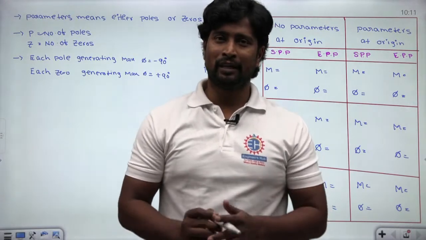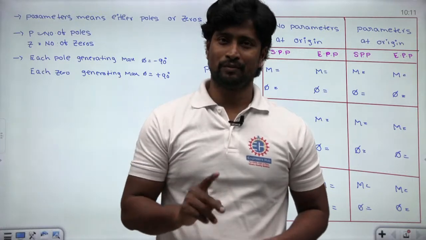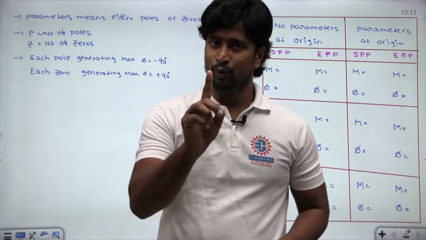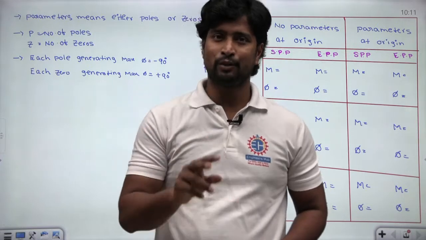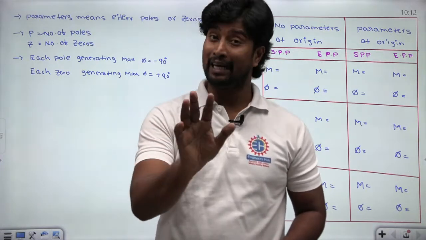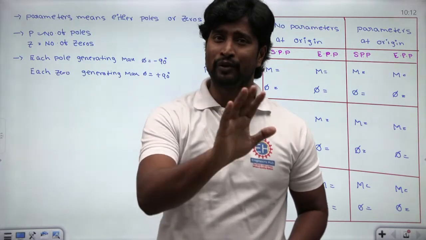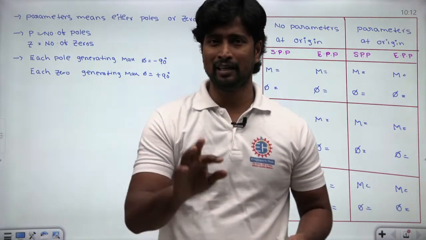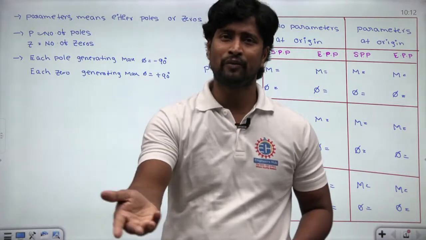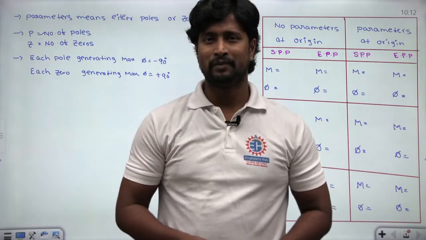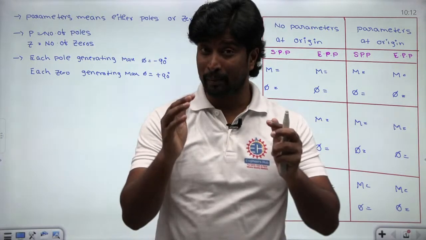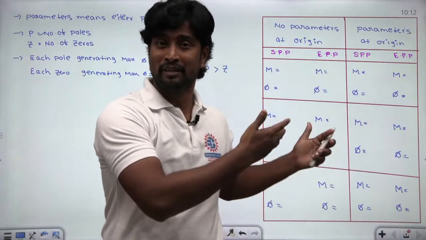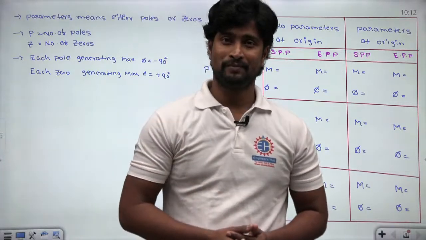Otherwise, one system contains one pole and two zeros. So, one pole means what? 1 into minus 90. Two zeros means what? 2 into plus 90. One pole and one zero, the phase gets cancelled, 90 minus 90 gets cancelled. Remaining is one zero. So that means overall phase equals plus 90. Are you clear? So, please try to remember this logic. Why? Because the complete picture, the complete cinema depends on these logics only.